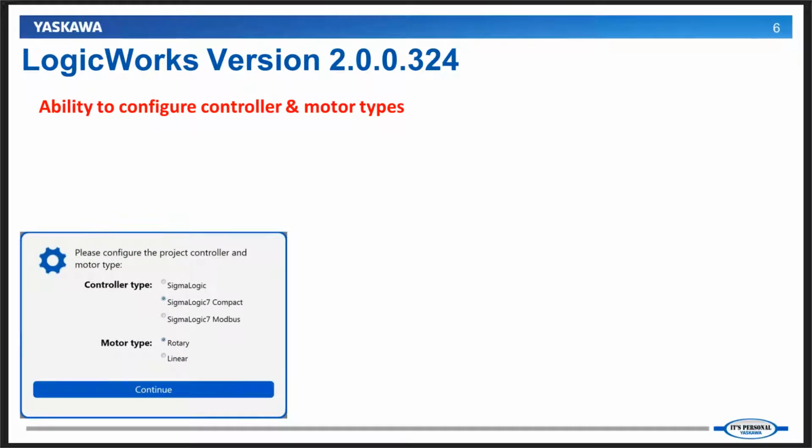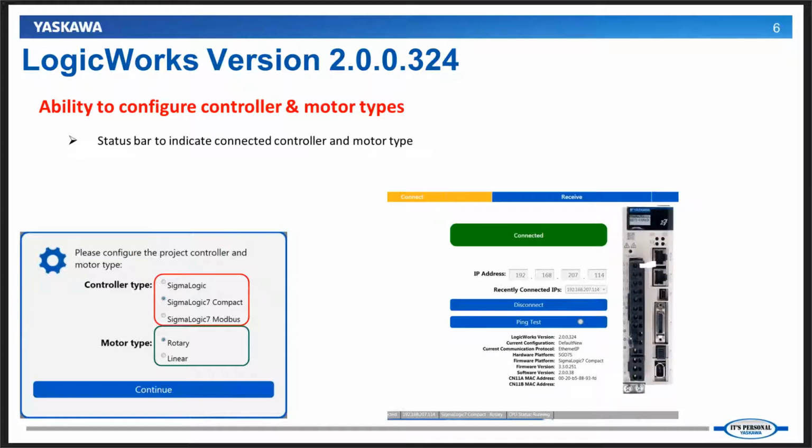So as Jackie mentioned before, we now support a whole new family of SigmaLogic 7 controller. You can select controller type when you first initiate a project. As you can see, you can also select the motor type from either rotary or linear. So once you select your controller and motor type, you will see a page like this, as I hope you're all familiar with this screen, which shows the connection status as well as the Ethernet IP address.